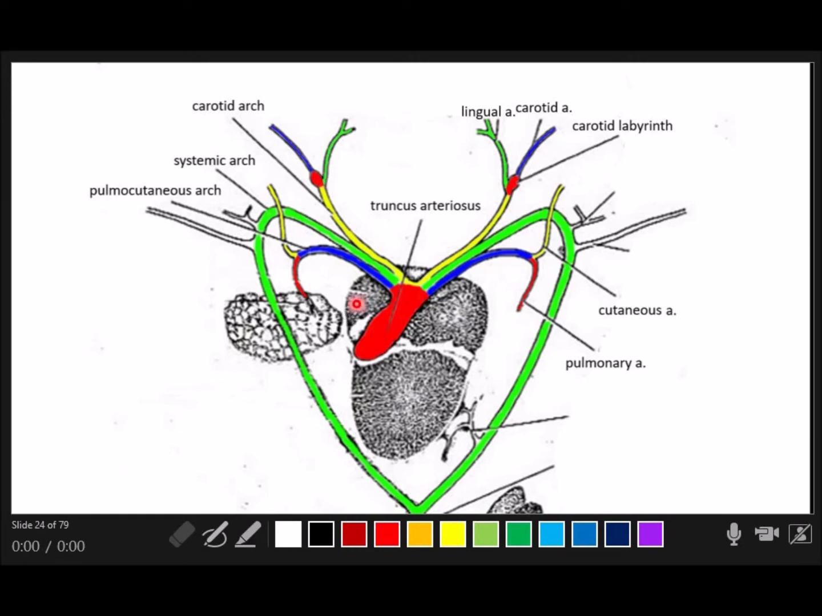Okay. Now let's move on to our big green monster. Dun dun dun. Yeah, I need sound effects in this e-learning stuff. Okay. So the first branch of the systemic arch, this one in the left side, also in the right side.